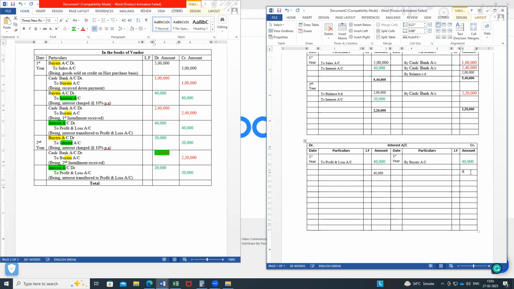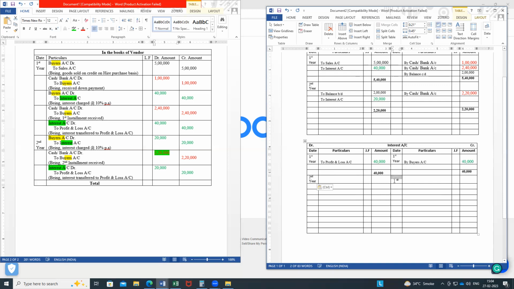But if you calculate, aapko ye pata chalega that neither side is higher, because both sides include the same amount, which is 40,000. Reason, jo interest humne charge kiya tha, wo interest ko humne profit and loss account mein transfer kar diya hai. So there's no point, but still we need to calculate and check. And there's no balance closed down, so there would not be any balance brought down. So second year mein directly we will start with the entry that we can see in the journal.